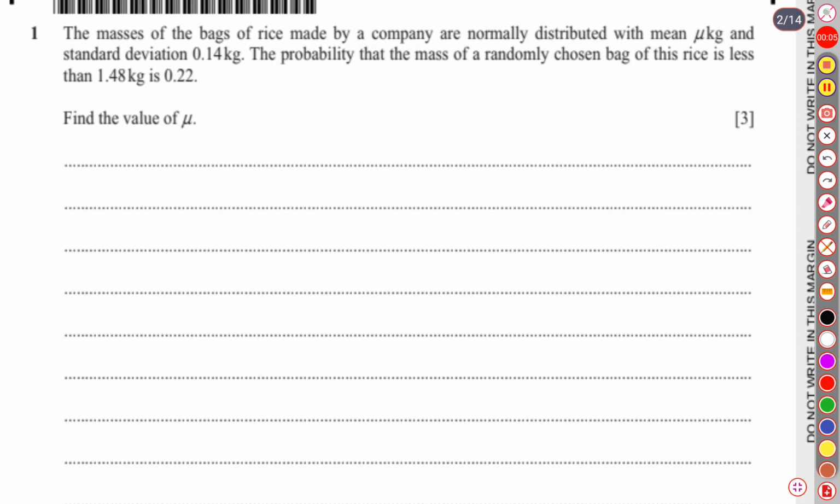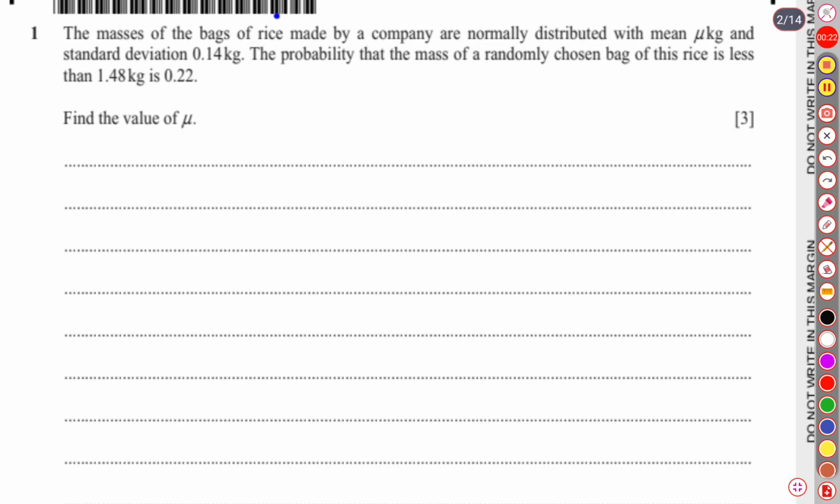Today we are going to solve a probability and statistics one, and the paper code of this paper is 9709/51 for the session May June 25. Let's start our session with the question number 1.